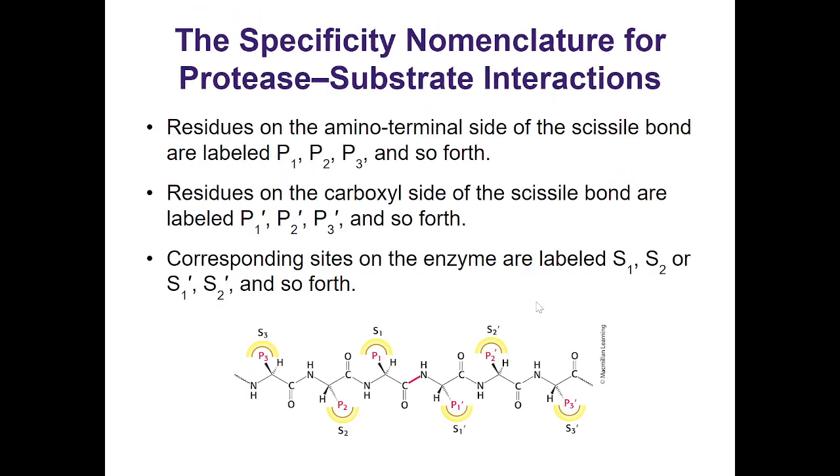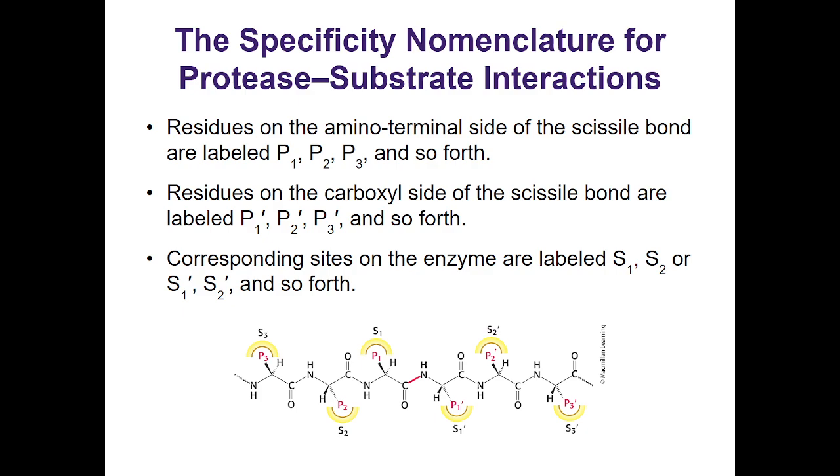Right. So the residues on the amino terminal side of the scissile bond will be labeled P1, P2, P3, and so forth. The residues on the carboxyl side of the scissile bond will be labeled P1, P2, P3 with primes. You always see these primes as being the next set of something in biochemistry, okay? So when you see a prime, it's a set of something that you have done some modification to, right?